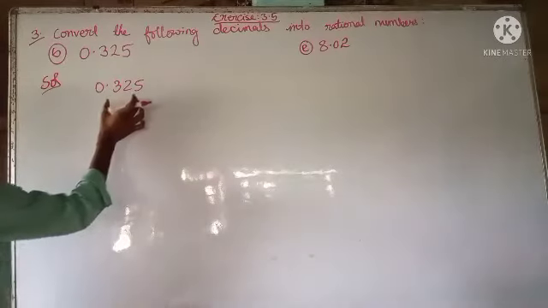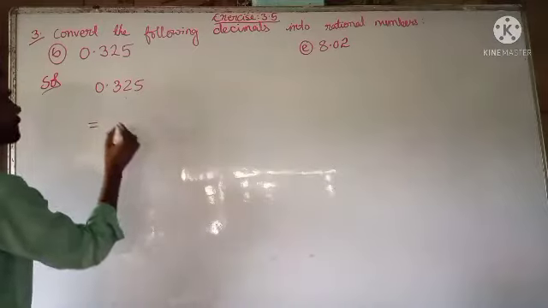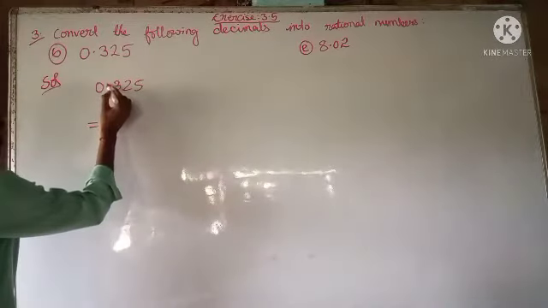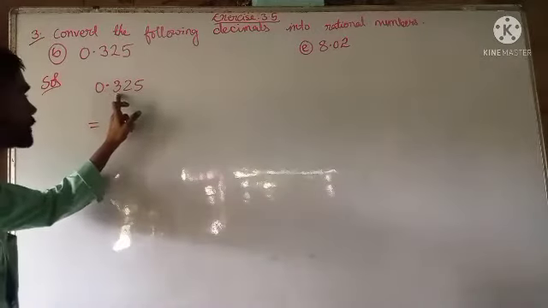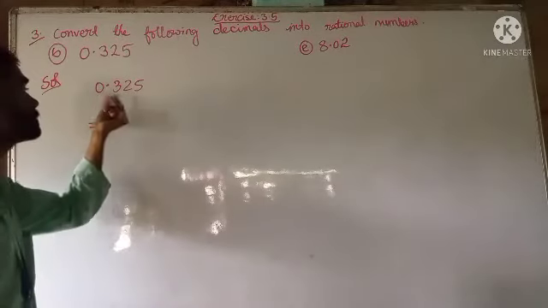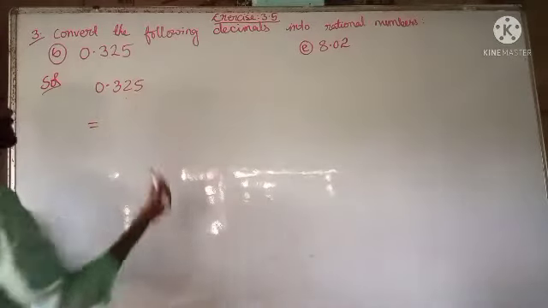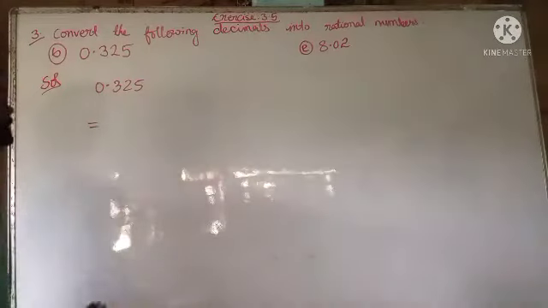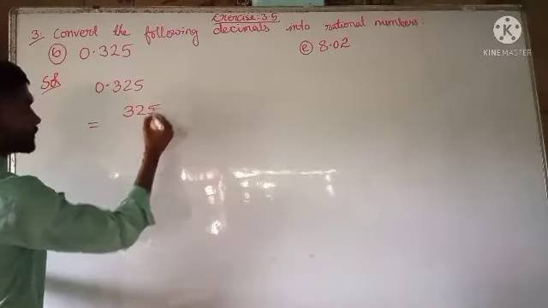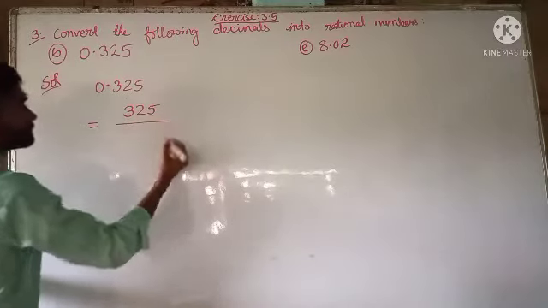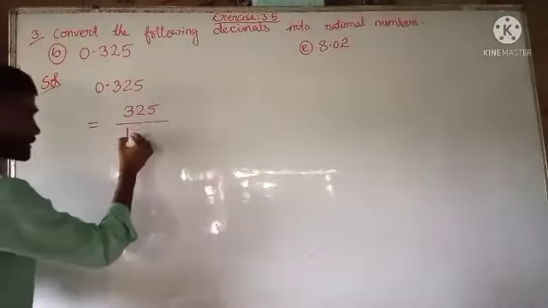Here, first we will convert these decimals into fractions. How are we going to convert it? Here, we can see one decimal point is there. Then, after this decimal point, how many digits are there? That we will count. That is 1, 2, 3. 3 digits are there after the decimal point. So, the number we are going to write as it is, that is 325 by, 3 digits are there, so we are going to write here 1000.